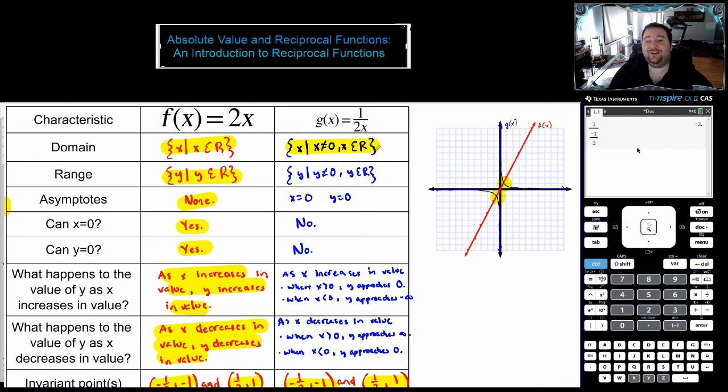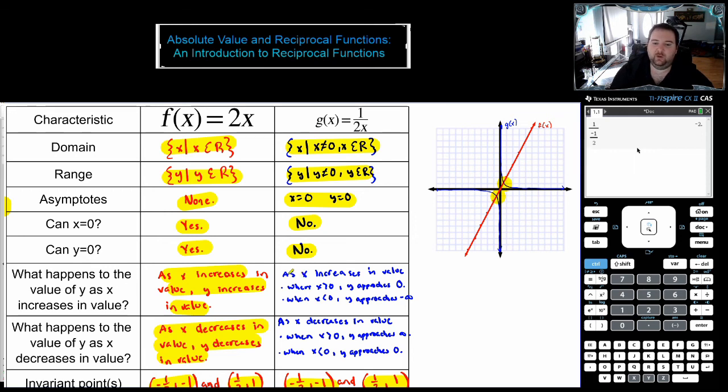So x cannot equal 0 when x is an element of the real numbers. There's a restriction. And on the range, there's a restriction of y cannot equal 0. These are your asymptotes. So what are your asymptotes? x equals 0 and y equals 0. Can x equal 0? No. Can y equal 0? No.